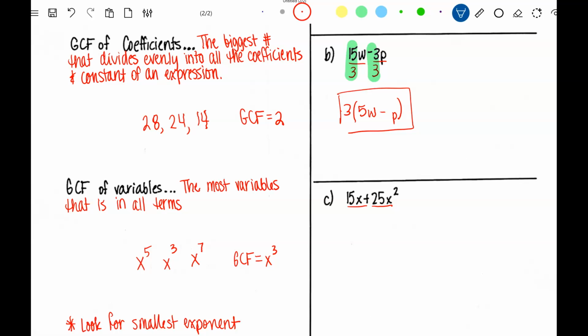C. I'm going to look at the 15 and 25 first. 5 can go into both of those. And then my greatest common factor of the variables, look for the smallest exponent, it's just going to be x. So 5x.